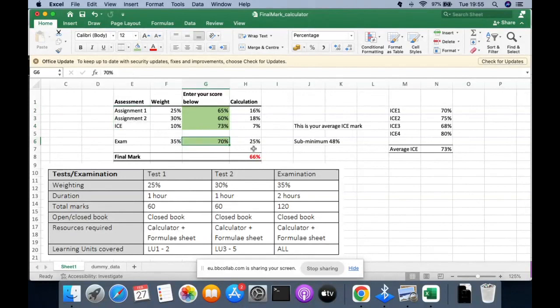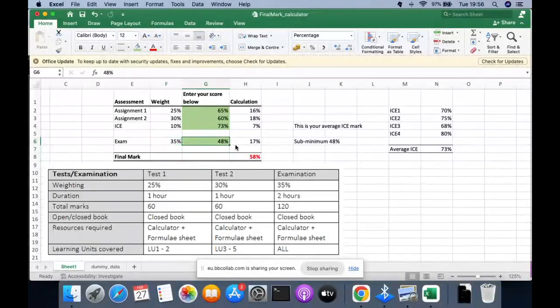Note that. If you're not sure what you need to pass, say you need 50% to pass, you need this red mark to be 50%. So say you finish all your assignments and your ICE, and you want to determine what you need to get in the exam to get 50%. You can just play around with the marks. You can go 60%, and that'll give me 63. You can go 50%, and that'll give you that. And remember, you can't go lower than 48, so 48 is the lowest you can get. And if you get 48%, then you will pass the course.